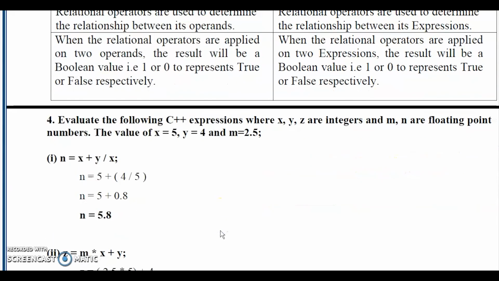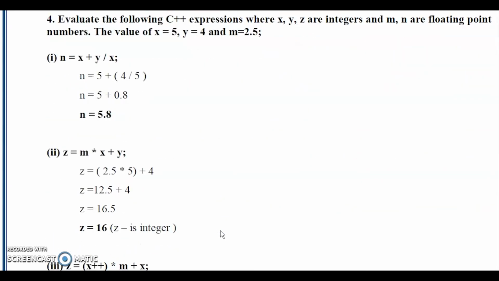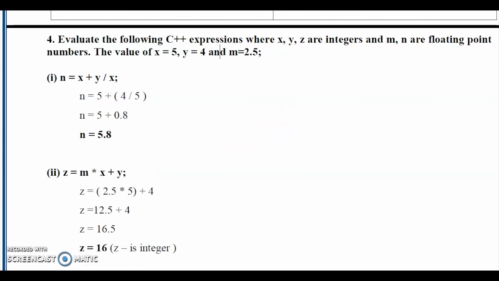So next one, evaluate the following C++ expressions, where x, y, z are integers and m, n are floating point numbers. The value of x is equal to 5, y is equal to 4 and m is equal to 2.5. First one they have given: n is equal to x plus y by x. So x is equal to 5, plus 4 by 5. 4 by 5 is 0.8. So 5 plus 0.8, that is 5.8.